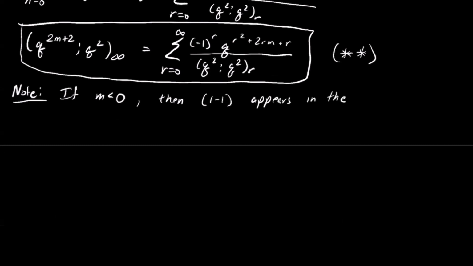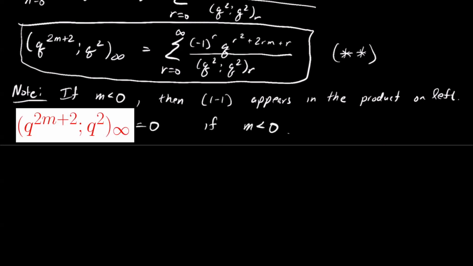So this appears in the product side on the left. Right. So one thing that I noticed that's kind of remarkable about this is that (q^(m+2); q^2)_∞ is equal to 0 if m is less than 0. Okay, so this is kind of a nice little remarkable fact about this expression here. Okay, and finally, we have one more substitution that'll lead us to equation star star star.